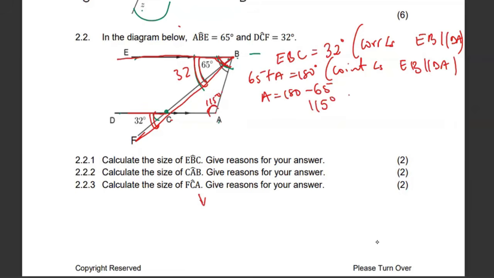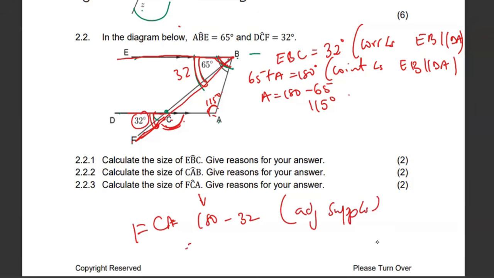Lastly, they want us to get FCA. FCA, this angle down here. Okay, so how do we get this? We can use the 32 and then this so that they are adjacent. Meaning that FCA is going to be 180 minus 32. Adjacent supplementary angles. What do we get? That's 148.